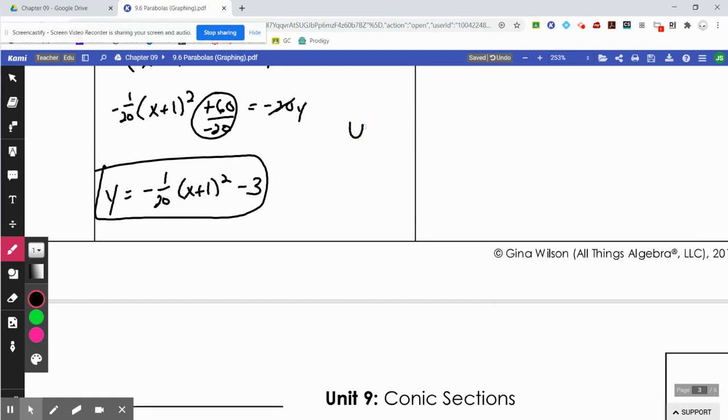Since it's y equals, that means it cups up or down. Since the number out front of my x squared stuff is a negative, that means it cups down.